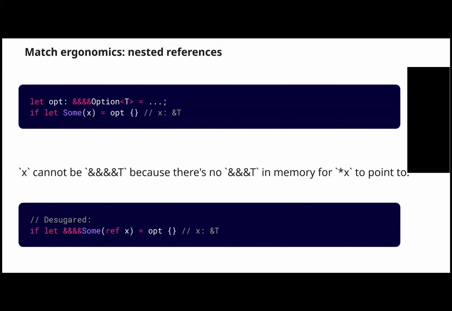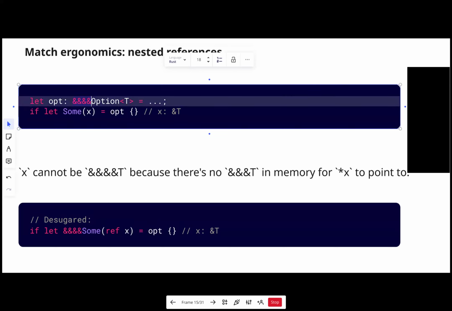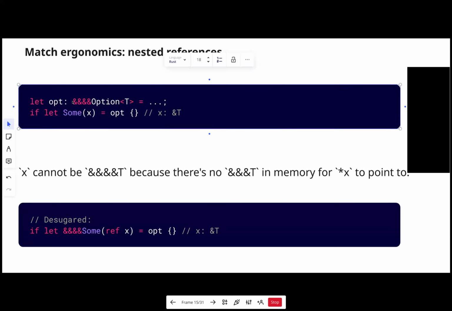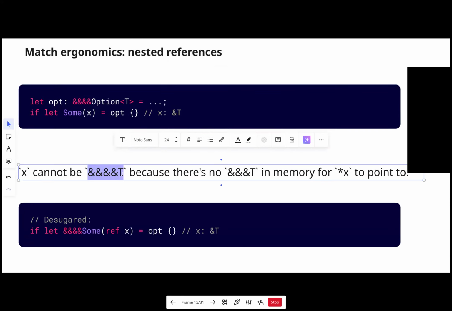And finally, the nested reference case is really cute when you think about it. Here we have opt with a bunch of references. Our option is behind a bunch of indirections. And then we match on it using match ergonomics. You might think that because we just slip references from the outside into the inside, we get X with type ampersand ampersand ampersand T. But we don't, for one simple reason: if X had this type, then star X would have this type, ampersand ampersand ampersand T.